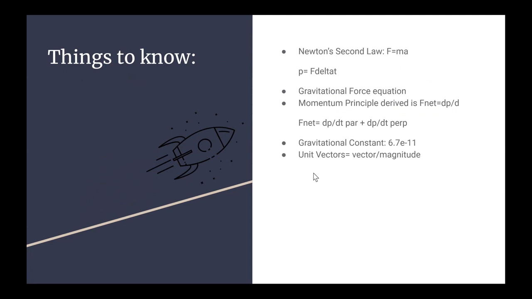So some things to know, Newton's second law, F equals ma. We can derive that term with the momentum principle to get that F net is change in momentum over change in time. And momentum equals F delta t, which I use in my coding. The gravitational force equation will also derive for the coding. The constant is already put in there for code, and unit vector is vector over magnitude for the direction.